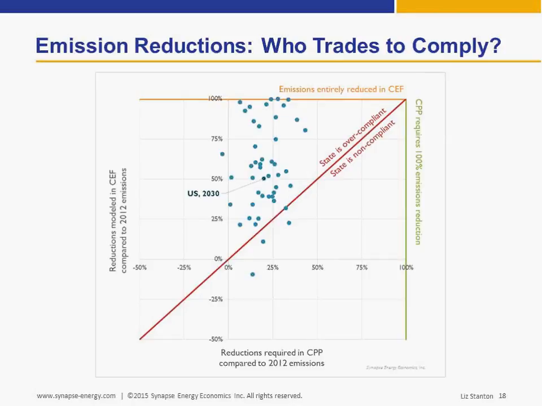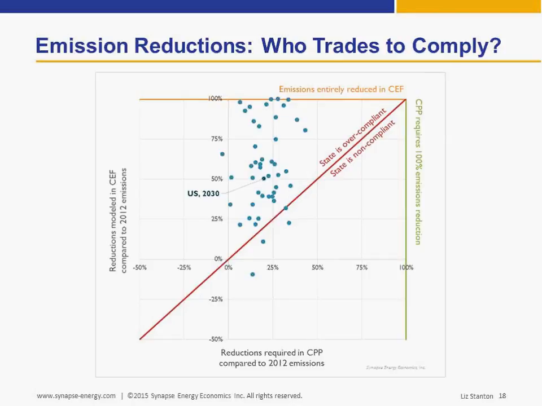This is an image for 2030. The dots are states. And if your dot is above and to the left of the diagonal line, then that means that you are more than complying with the Clean Power Plan. If you're exactly on the line, you're perfectly complying with the Clean Power Plan.